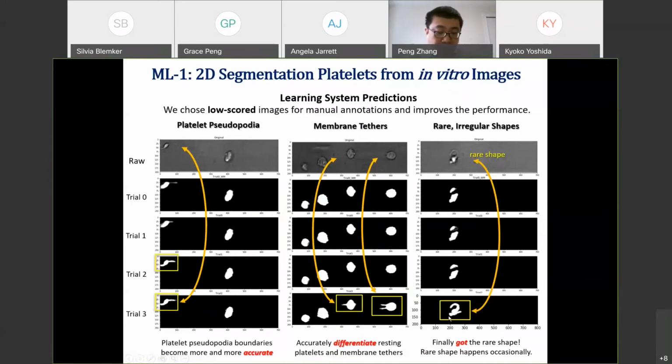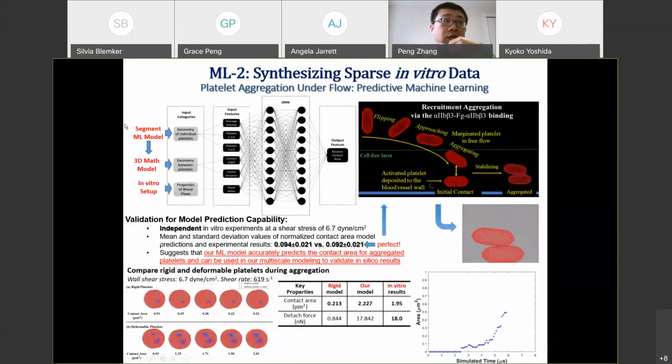So in the next step, we use the 2-dimensional information plus the 3-dimensional mathematical model for the contact angle and distance between aggregated platelets, plus some in vitro setup, for example, the shear stress conditions, and input all of these values into fully connected deep learning neural networks. We train these neural networks to predict the contact areas between the aggregated platelets. We use 3 different shear stresses, 1, 5, 10 dyne per square centimeter, to train the networks. To validate the results, we used totally new shear stresses, 6 and 7, to test the results.